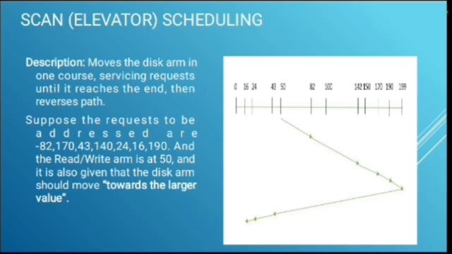In the example, we can check from the current position of the disk, it is starting from 50, then it is moving to the next request, 82, then 140, then 170, then 190. Finally, it is touching the end of the disk, 199. Then again, it moves to the remaining requests from the current position, that is 43, 24, and finally it is touching the end of the requests, not the end of the disk. So this is how the SCAN scheduling algorithm works.